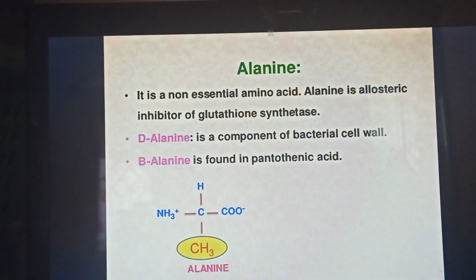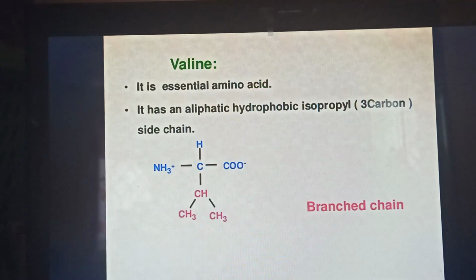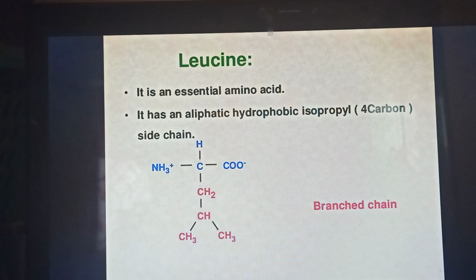Now, next, alanine. Alanine is also a non-essential amino acid. You can see here the carbon is attached with a methyl group, CH3, and you call it alanine. D-alanine is a component of the bacterial cell wall, and beta-alanine is part of pantothenic acid, which is a vitamin.